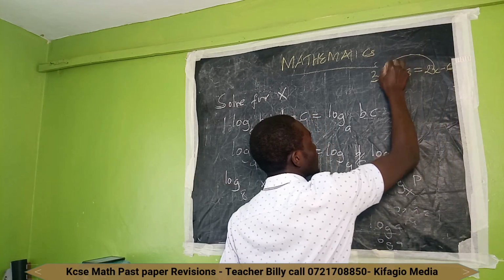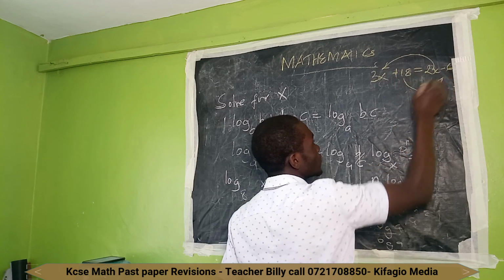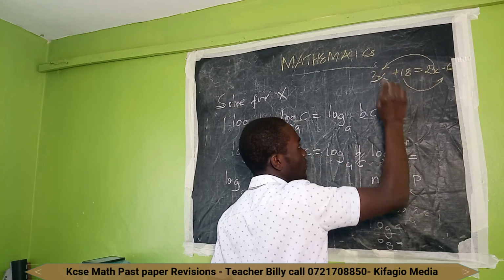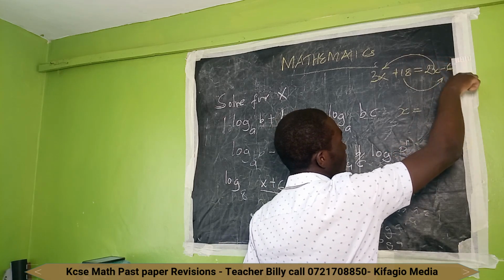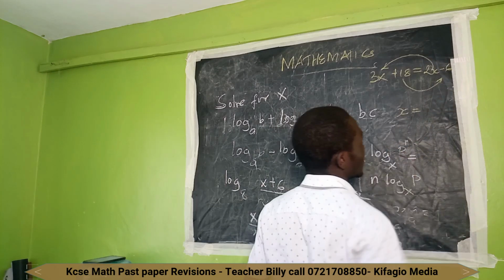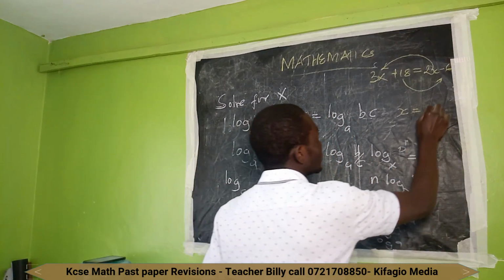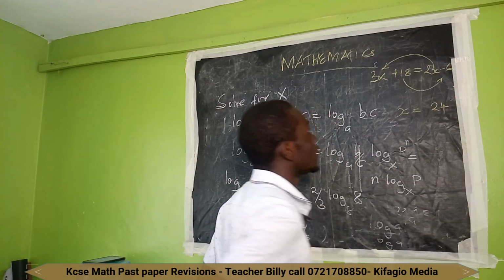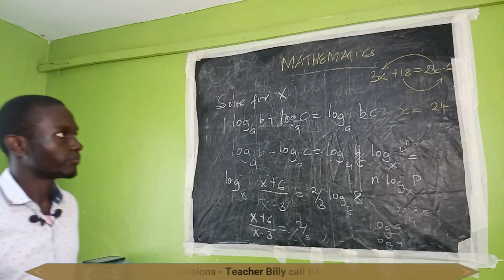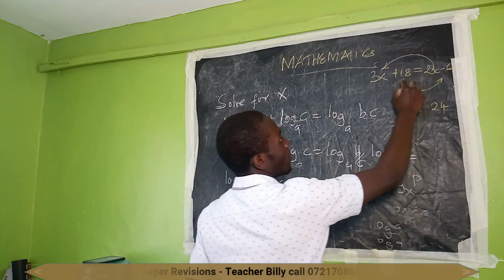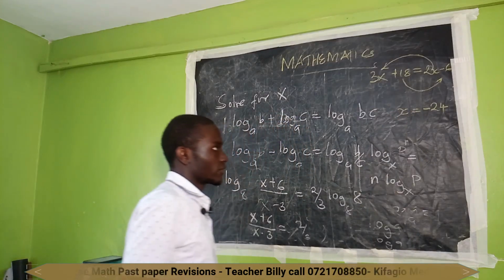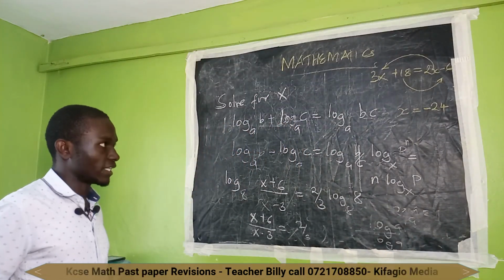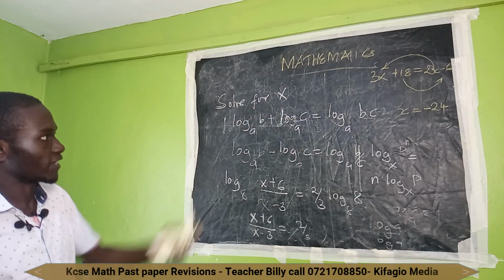Collect like terms. This 2x comes to this side and this 18 goes to that side. So 3x minus 2x is what? x is equal to, crossing the equal sign, minus 6 minus 18, we'll have minus 24. So x is minus 24, and that is the end. We have solved for the value of x.